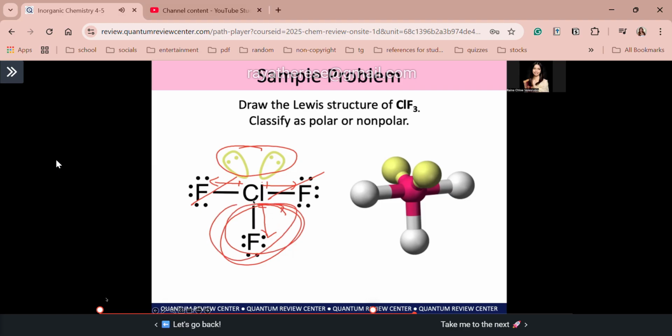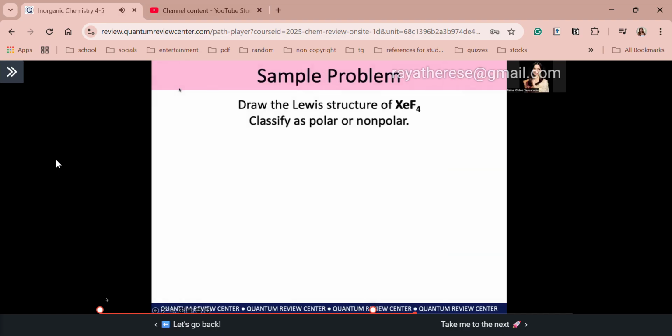And second is because of the lone pairs, which contribute to the charge distribution. Okay? Last, we have xenon tetrafluoride. Then classify it as polar or non-polar. Okay, ma'am, paano mo na ito i-draw kasi hindi ko gets? Okay, sige, para mas magets natin.